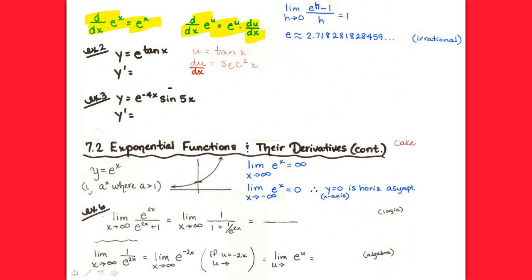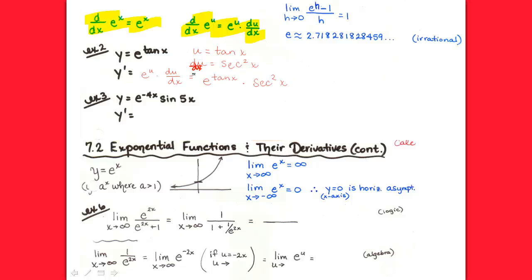All right, so if u is tangent and the derivative of u in terms of x is secant squared, then we can come up and use our formula. So our formula says that we'll have e to the u times the derivative of u. So u was tangent and the derivative was secant squared. And that's my whole answer. That's all that I can do with it. Can't simplify that in any way. All right, look at the next one.